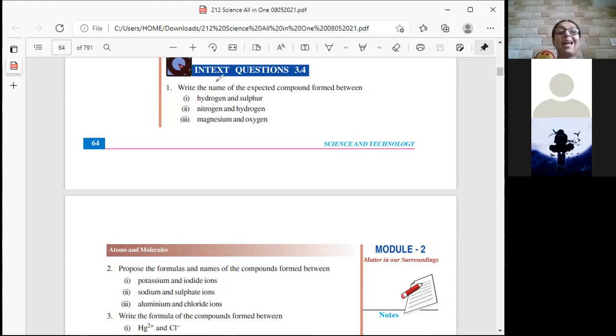Write the name of the expected compound formed between hydrogen and sulfur. Now here you have to remember that hydrogen is always written as H2. So the expected compound will be H2 and sulfur is written as S. So you will write the name of the compound as H2S, hydrogen sulfide. Got it?